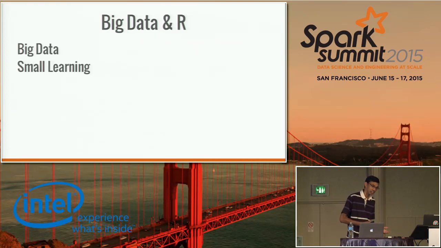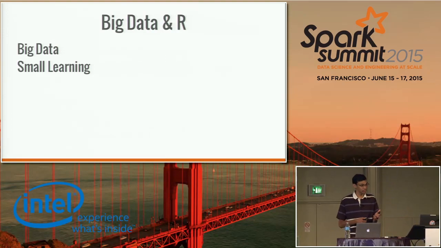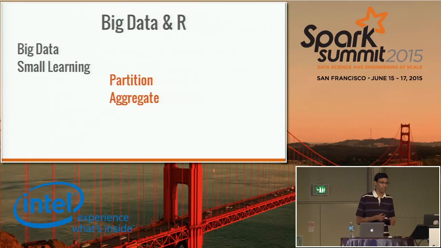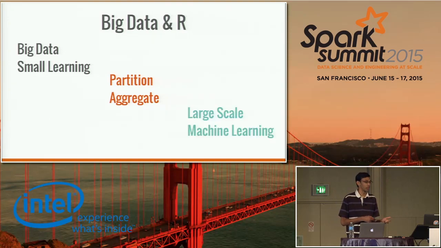So the names that I've given to these use cases are, the first one I call big data small learning, which is the case where you start with big data, but then you distill it down to a smaller problem. The second one is something that I call partition aggregate. And there are a couple of different varieties of this partition aggregate workflow, depending on the problems that you're solving. And finally, there's the use case of doing really large-scale machine learning. And I'll walk through these use cases in a little bit more detail, because that will give us a good idea of what we need to have from a distributed system so that we can support big data processing from a high-level language like R.